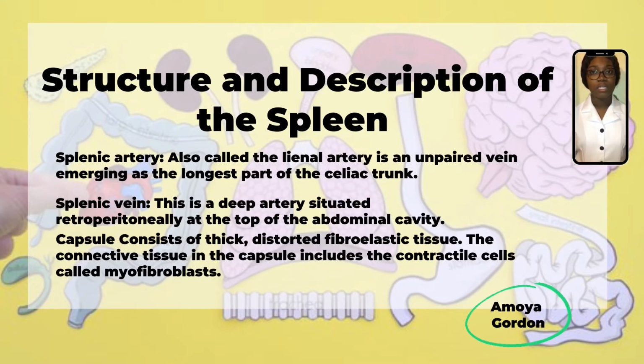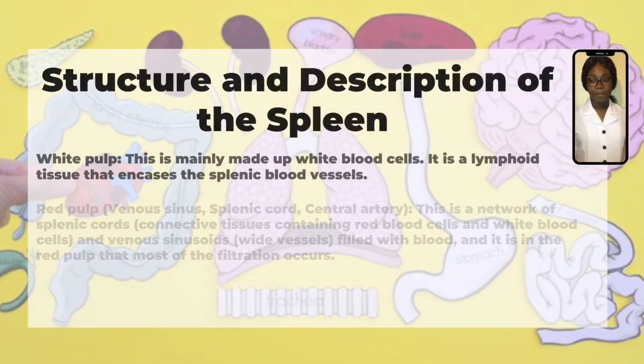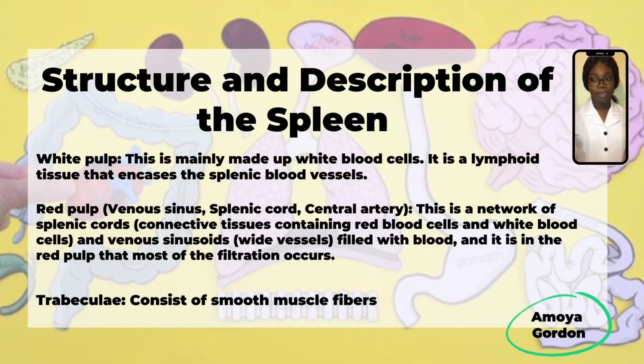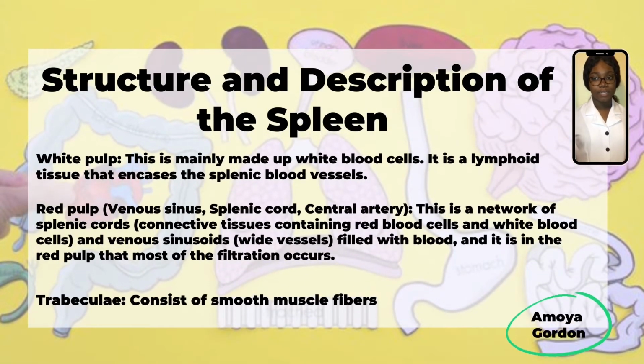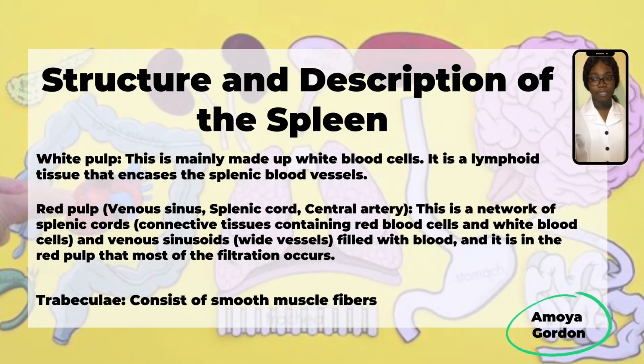Capsule consists of thick, distorted fibroelastic tissue. The connective tissue in the capsule includes the contractile cells called myofibroblasts. White pulp. This is mainly made up of white blood cells. It is a lymphoid tissue that encases the splenic blood vessels.